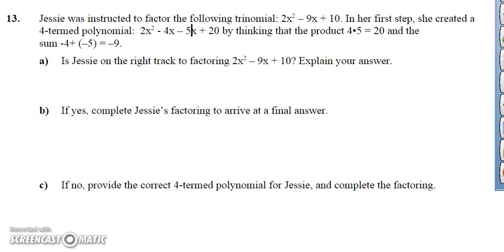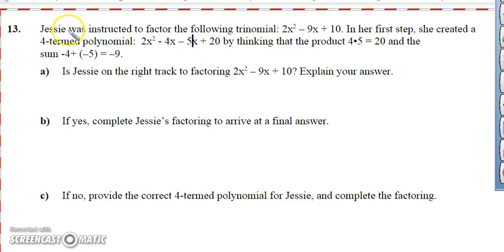This question here, what it's asking you is, are you doing this problem? Is this person doing this problem correctly? Jesse was instructed to factor the following trinomial: 2x squared minus 9x plus 10.